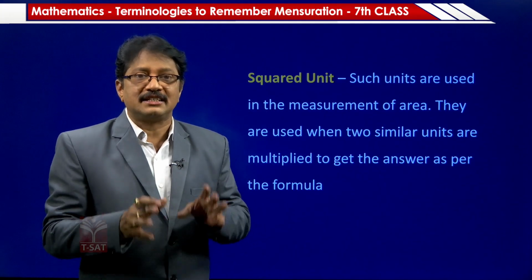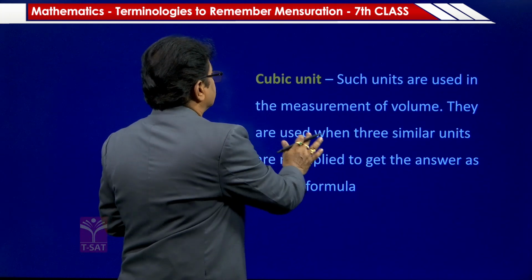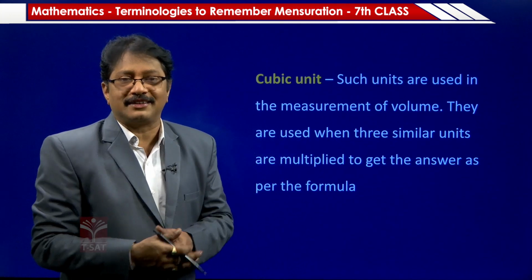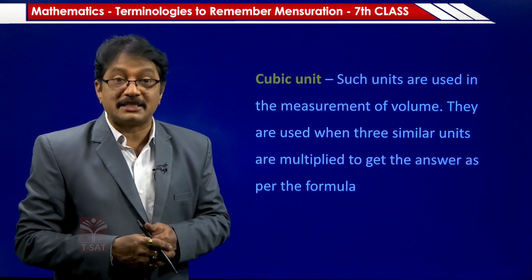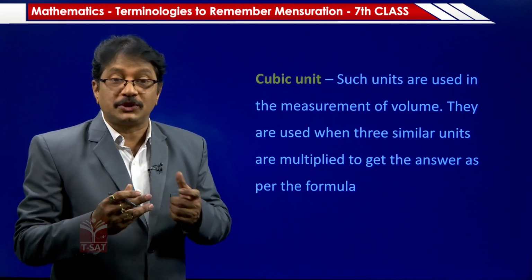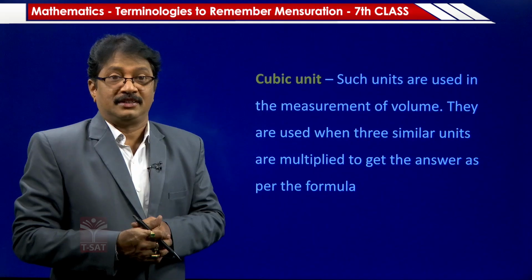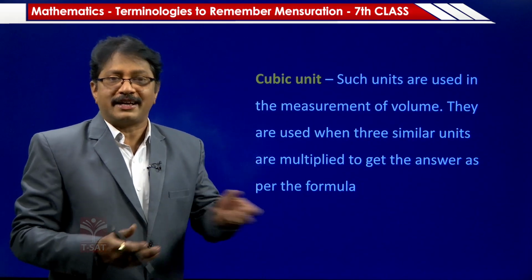So that's the reason square units for area. Cubic unit, it's very clear, a cubic unit for volume. Such units are used for measurements of volume. They are used when three similar units are multiplied to get the answer per the formula. So when you take a cube, we have length, breadth and height, all are the same.